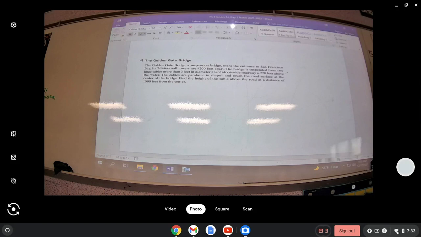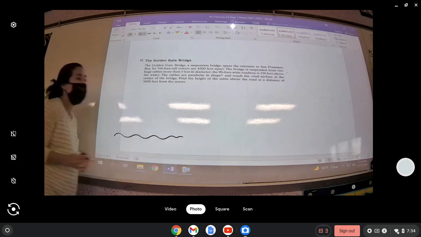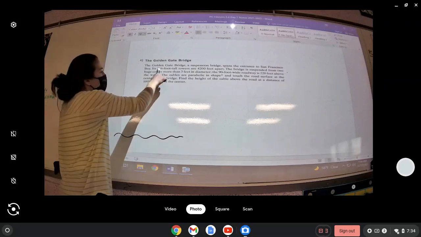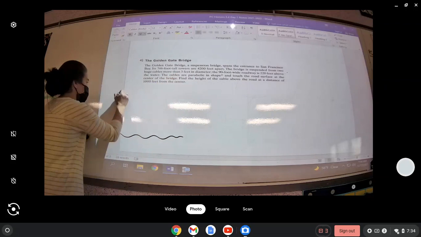It is like, what? There are so many numbers in there. Let's try and make this make sense. So let's try to draw a picture. So guys, we got the San Francisco Bay, and we have a suspension bridge, right? There's a bridge that's over the water. The bridge, it says, it has two 746-foot tall towers.